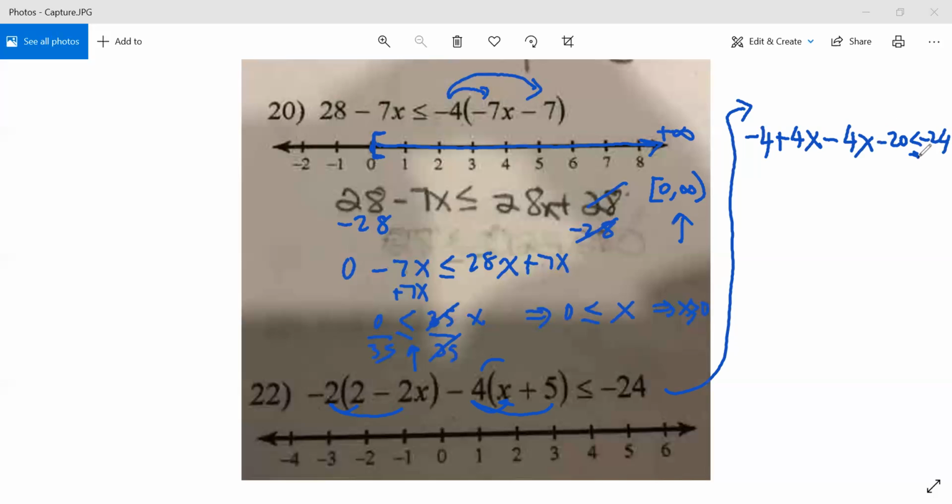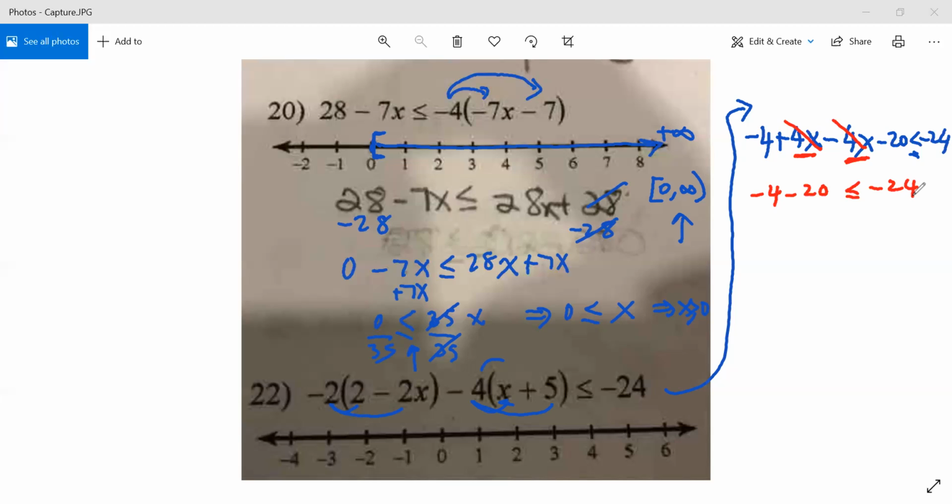Okay, now I'm going to combine like terms. So these two are like terms, right? Because they both have x in them. So I combine them, which will just give me 0. These two cancel, that's gone. Now I have -4, -20, less than or equal to -24. So x is gone. There's nothing to solve, right?